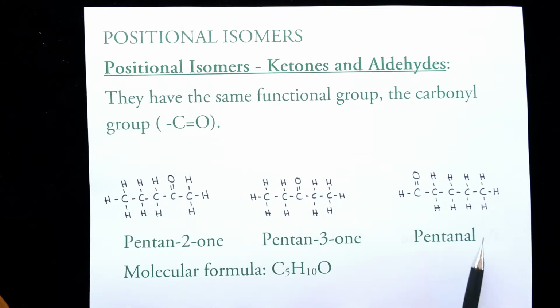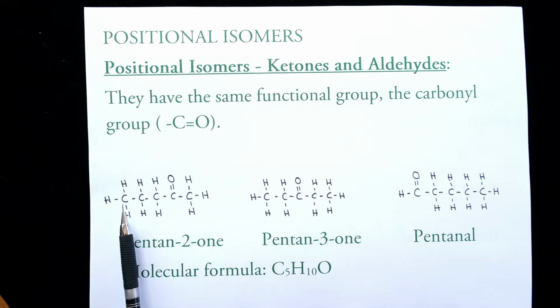In this case, we've got 5 carbons, so the name is pentanal. You don't need a number to indicate where the carbonyl group is, because in aldehydes it will always be on the end. We'll go back to our 2 ketone molecules.